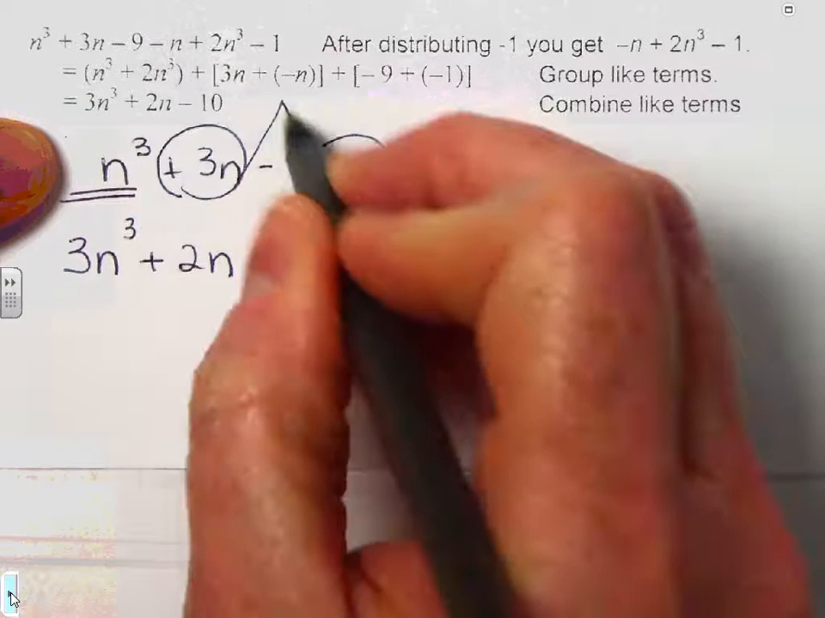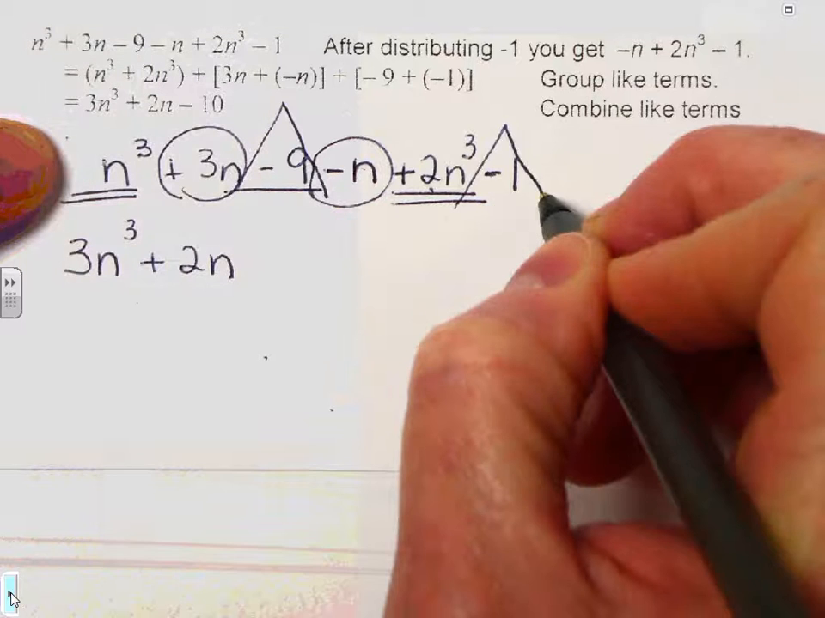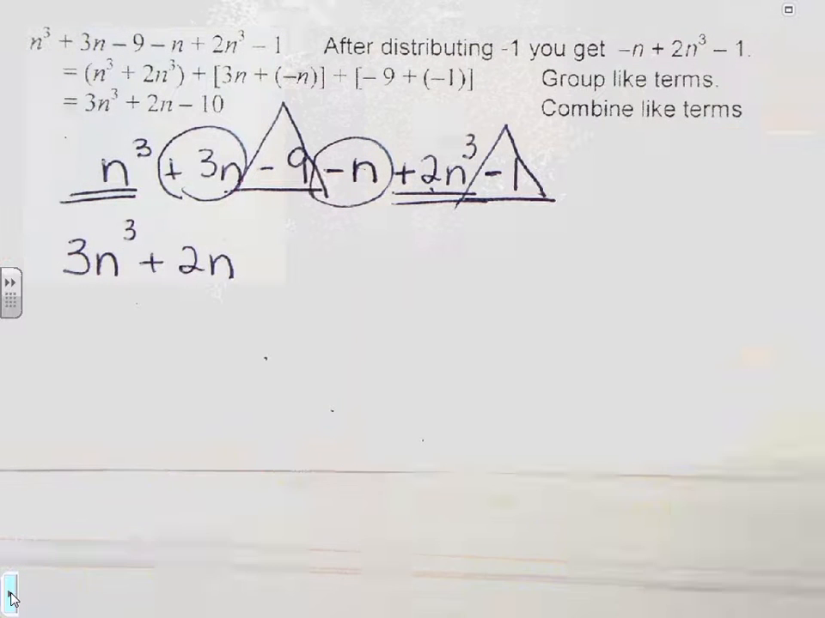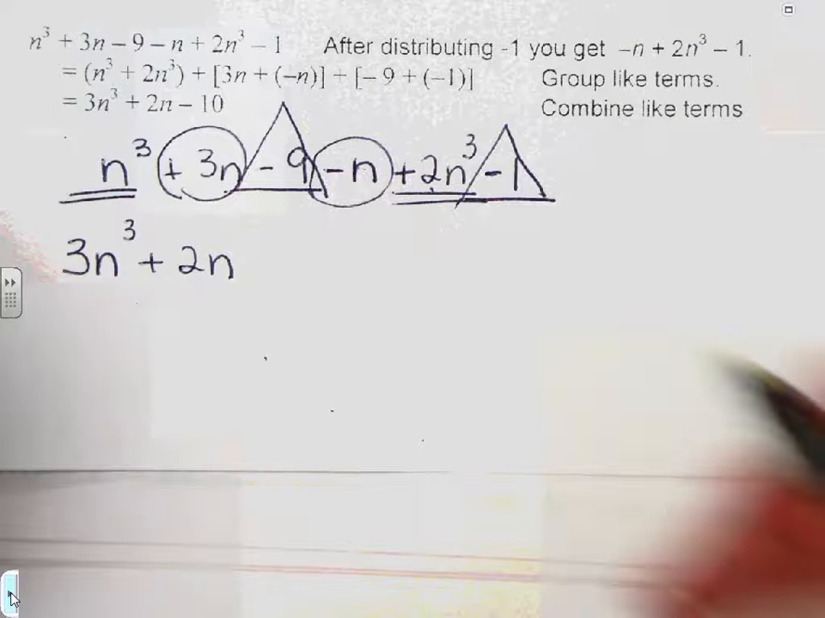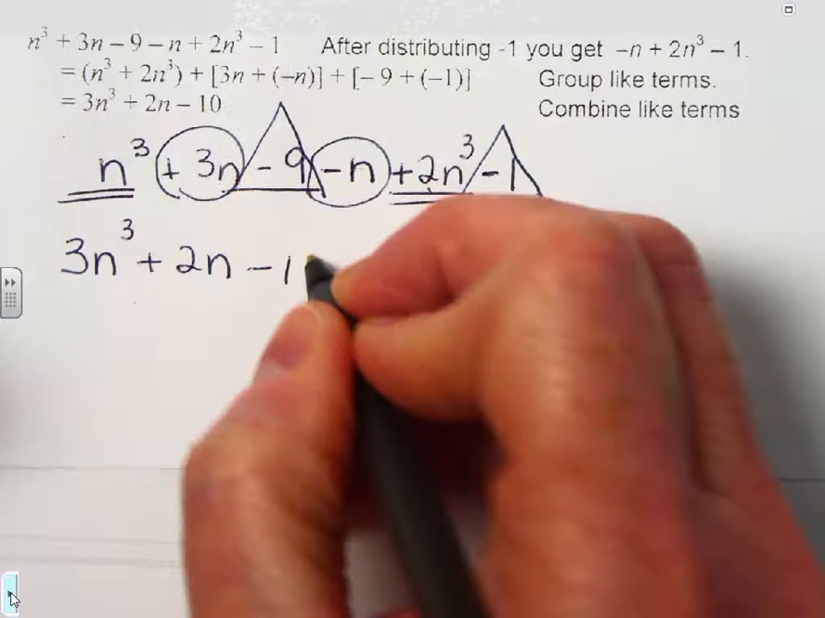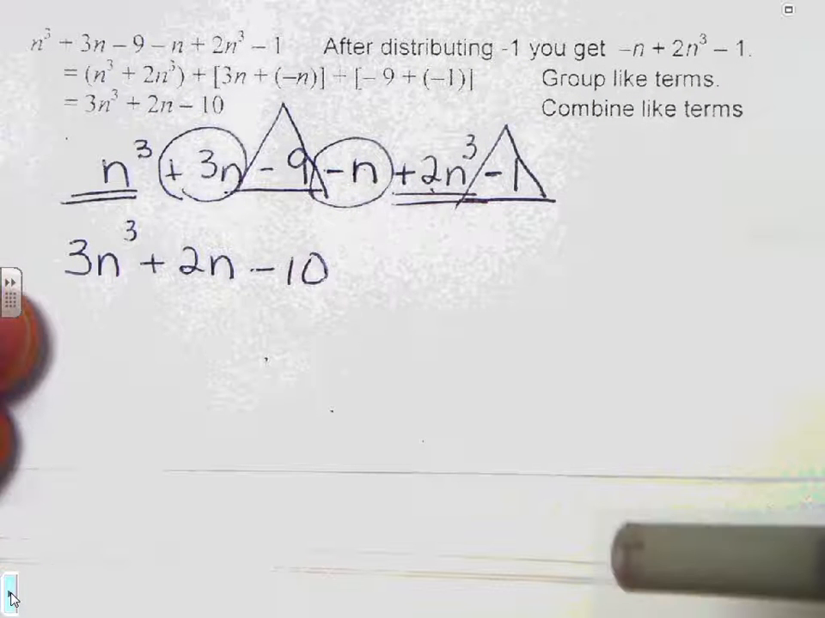And then I have a negative 9 and a negative 1. Same signs, add and keep. Different signs, subtract. Keep the sign I had more of, then I'll be exact.